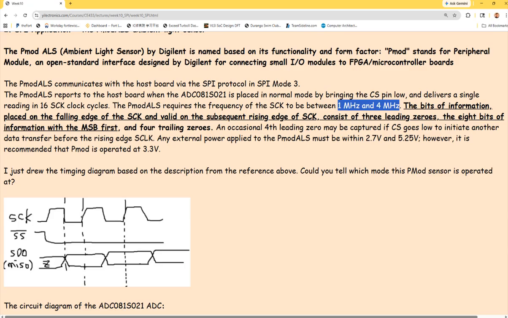And the bits of information are placed on the falling edge of the clock. So by following this one, you can see it's been placed, which means the falling edge of the SCK will update your data. So it's right at the very beginning of every data bit, right? So the falling edge of the SCK should make this available. And the rising edge of the SCK, it says, will be valid on the subsequent rising edge. So valid means it will be taken in, will be sampled. So it should sample in the middle.